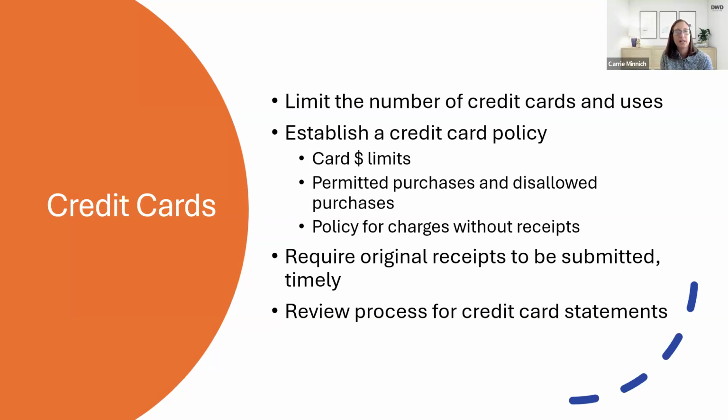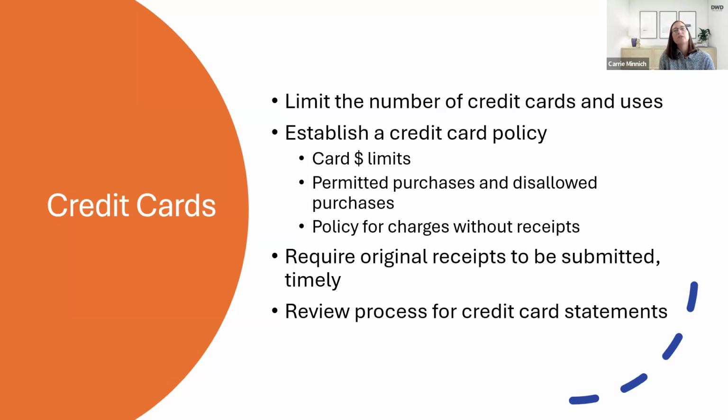So what we want to do to kind of limit our risks associated with credit cards is we want to limit the number of credit cards that we have. So not normally does every staff person need a credit card. So who actually needs to have a credit card? Who uses the credit card?